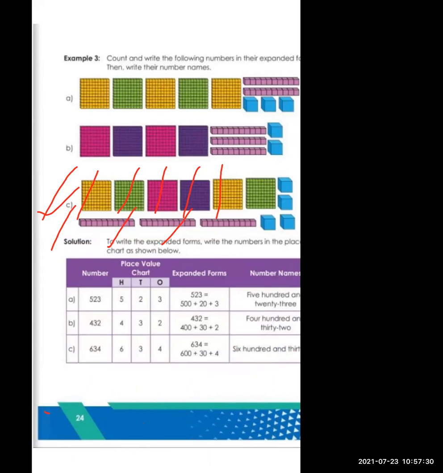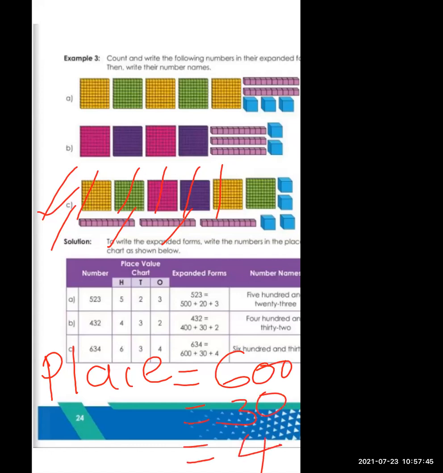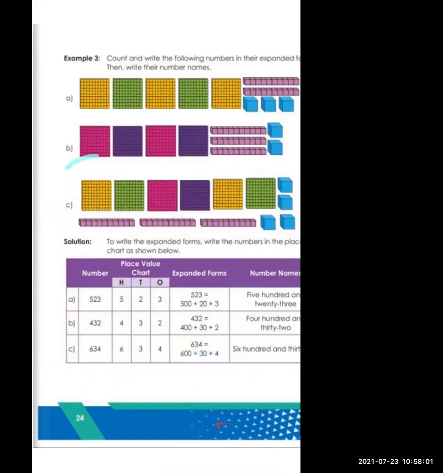634. And how can we write the place value of this number? What is the place value of the 6? It's 600. What is the place value of the 3? It's 3 tens. And the place value of the 4 is 4 ones only. And what is the face value? We can write only this: 634 is the face value of the number. So this way we see the place value and the face value of the numbers. I hope everyone understands the place value and the face value of the numbers.